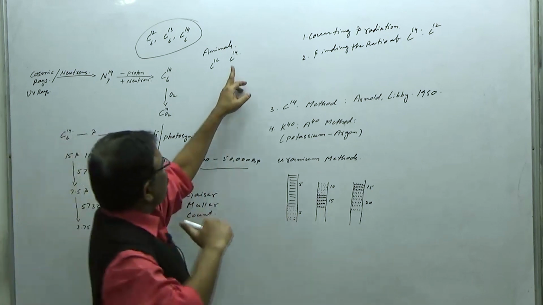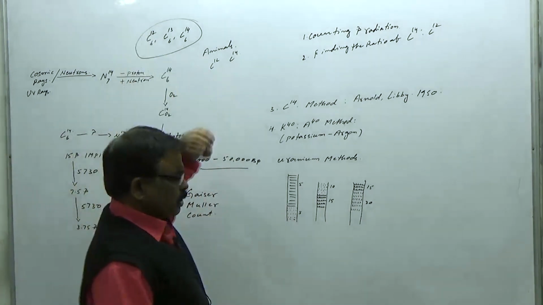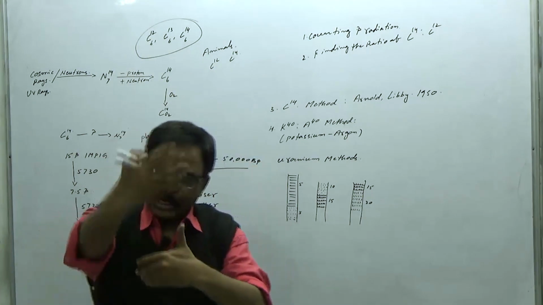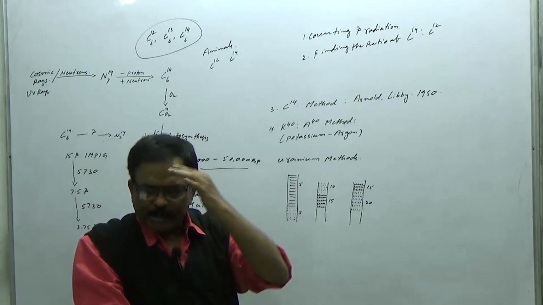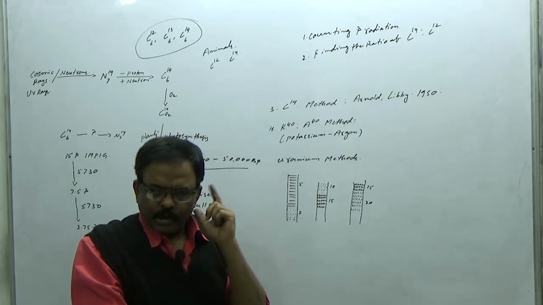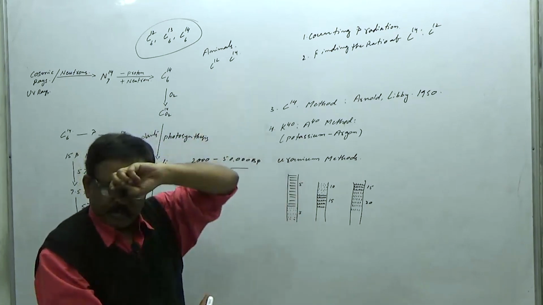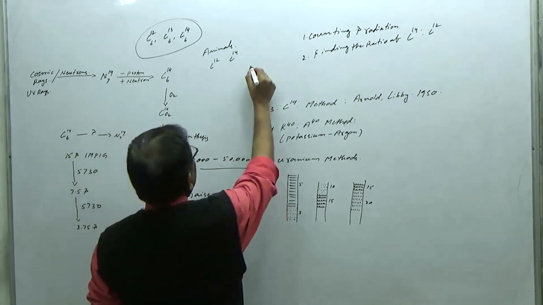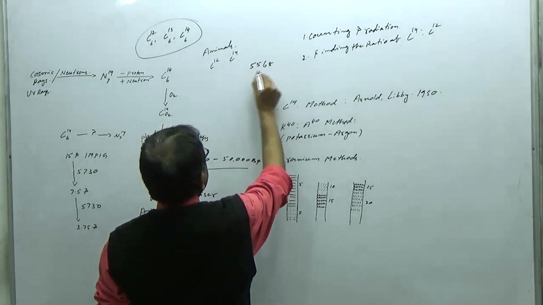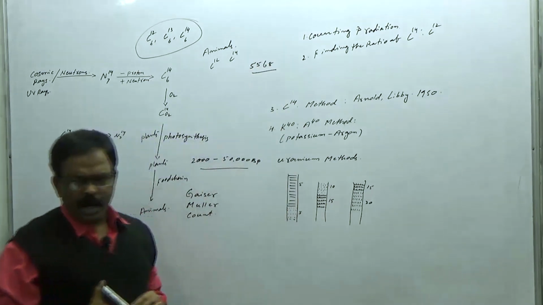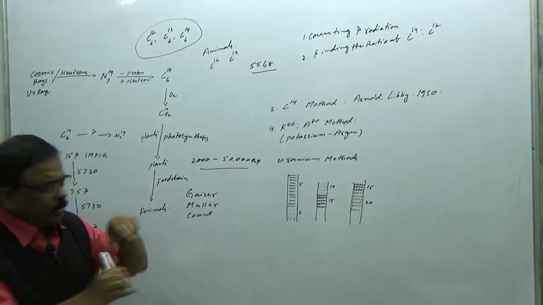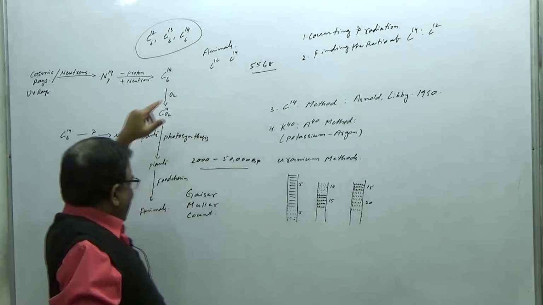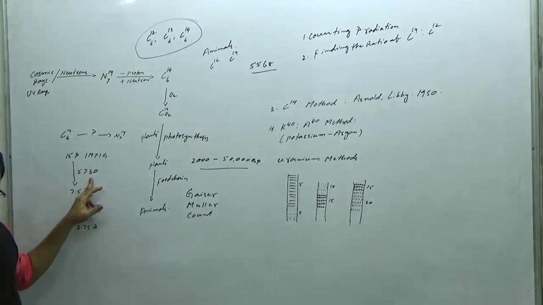But the C14 converts into C12. Then C12 converts into nitrogen, of course. That is a different dimension again, so we need only up to this level. The C14 converts into C12 in 5568 years. This is the half-life of C14. Two half-lives are there. One half-life is 5730 years.